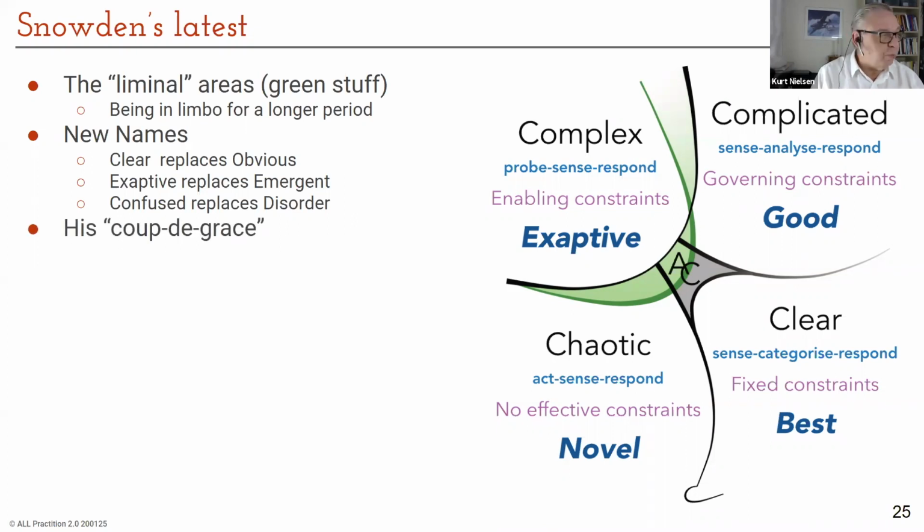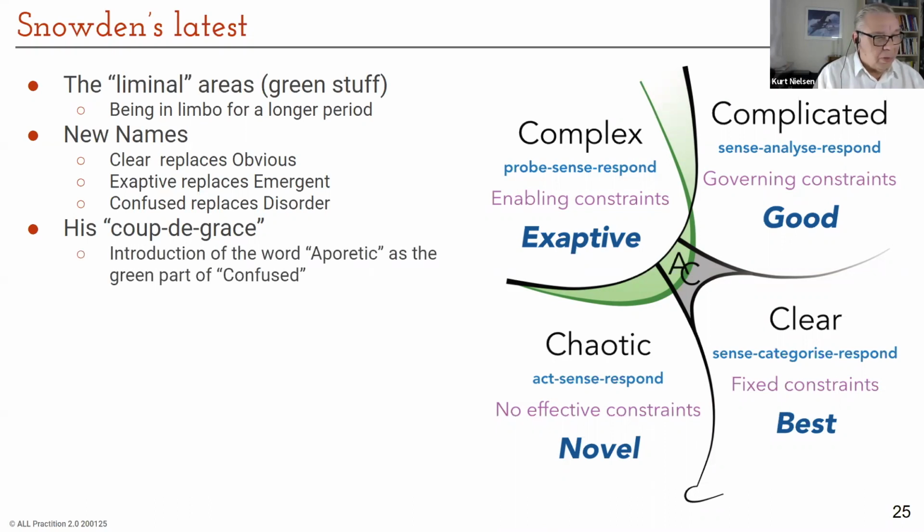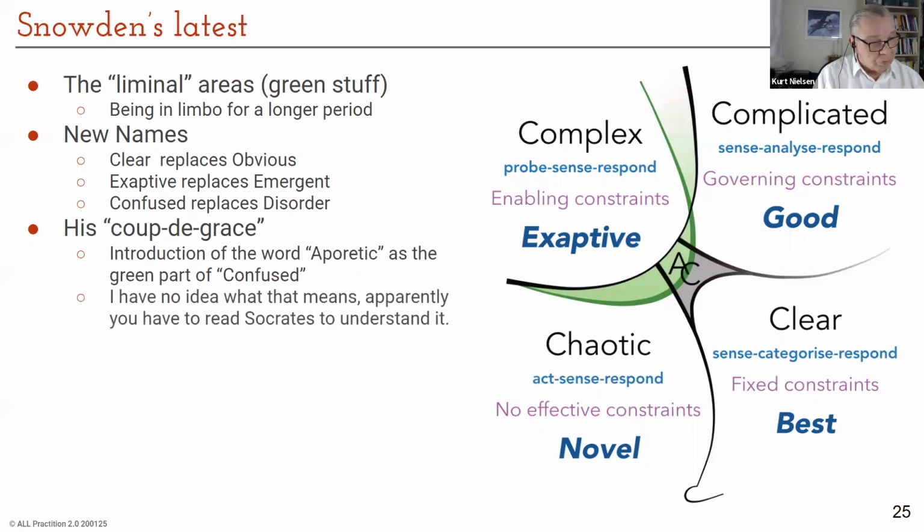And then finally, to blow it for us non-English speakers, the A in the middle means aporetic. This is the green part of confused. I bet most of you don't know what that means, and I don't know either. I've tried to research it, but apparently you have to read Socrates to understand it. But it's something about creating a crisis, creating a paradox, on purpose creating a tension that will be relieved, and you end up in complex again. I've sat through some webinars on this, but sorry to say I don't get it yet.